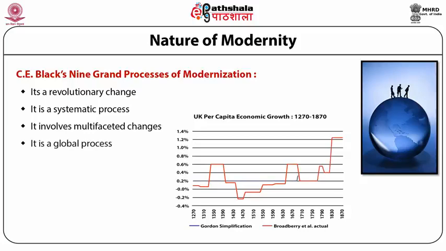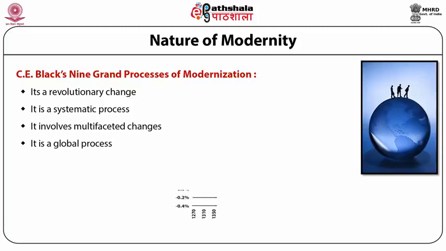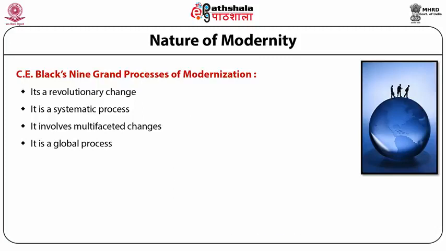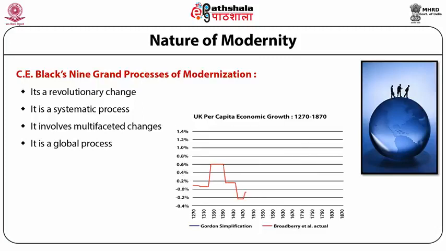Modernization is a global process. For instance, modernization began in Europe, but then it started spreading over to the rest of the world. Modernization began with the Renaissance and later the Industrial Revolution in some of the Western countries, and then it became a phenomenon in other societies.